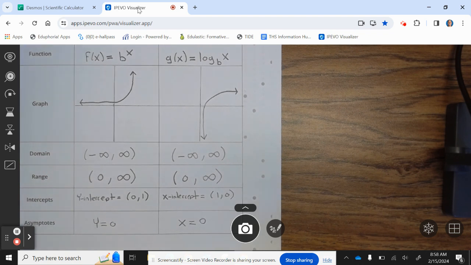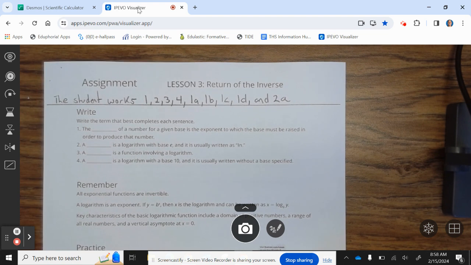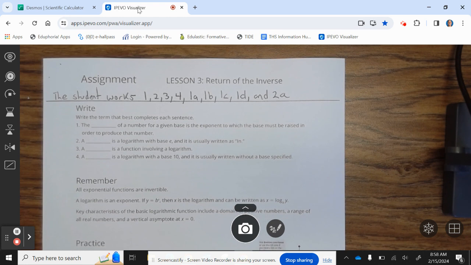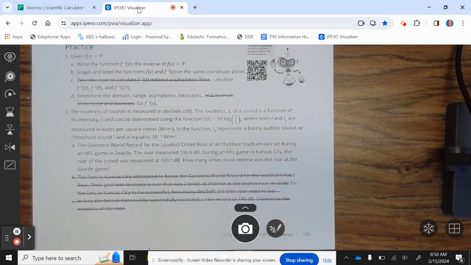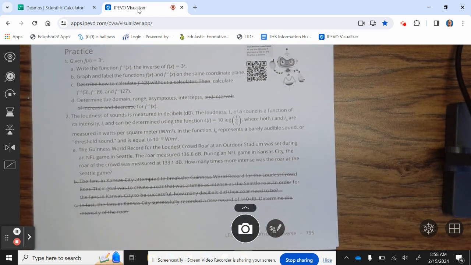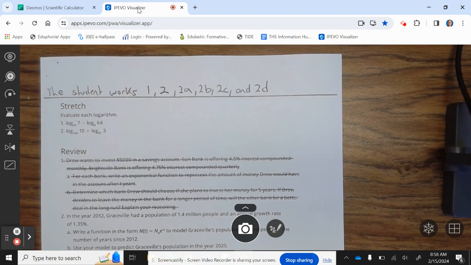All right, let's take a look at the next page. The student works 1, 2, 3, 4, 1A, 1B, 1C, 1D, and 2A. All right, let's take a look at the next page. The student works 1, 2, 2A, 2B, 2C, and 2D.